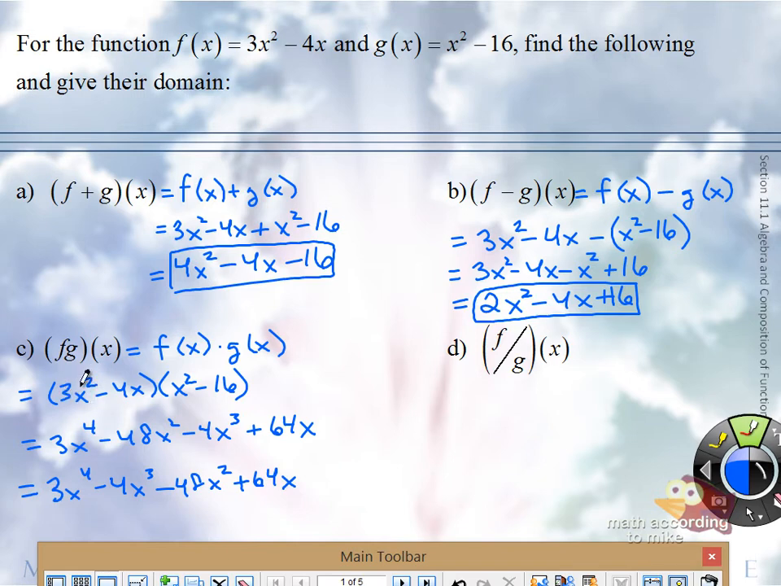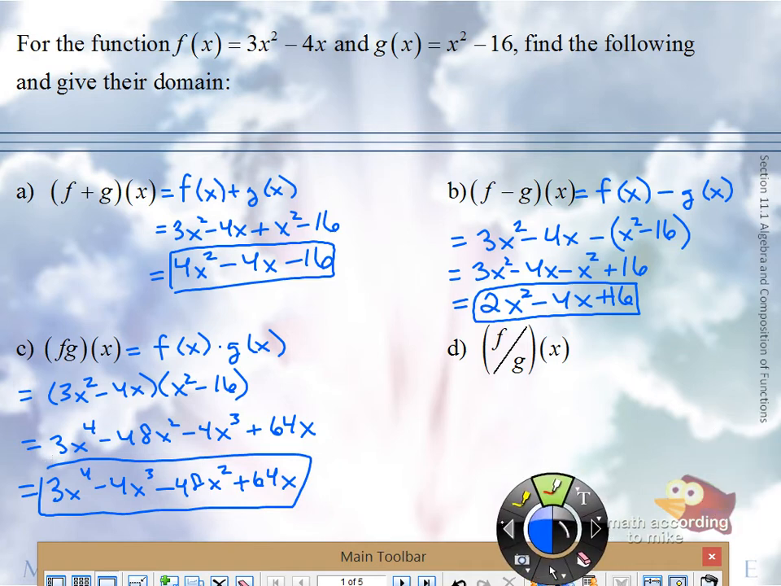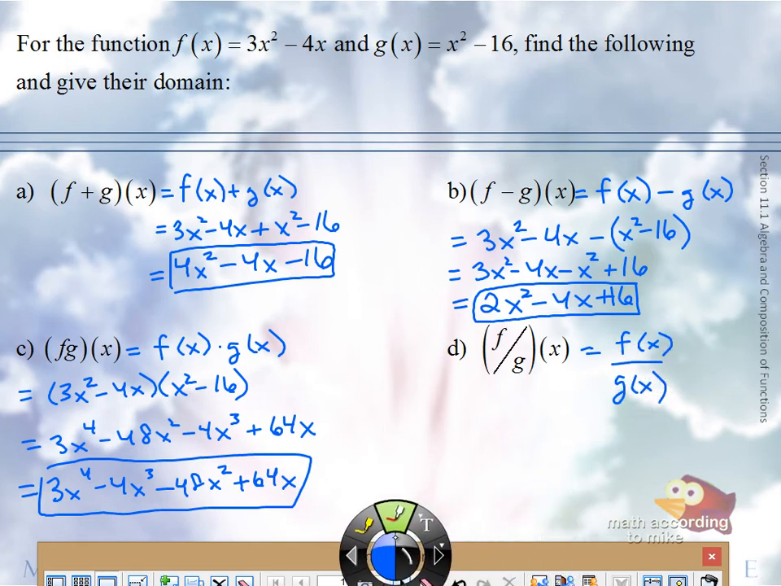x squared times negative 16, negative 48. x squared just tags along. Is that okay? Part D, by definition, this is f of x divided by g of x. What is f of x? What is g of x?